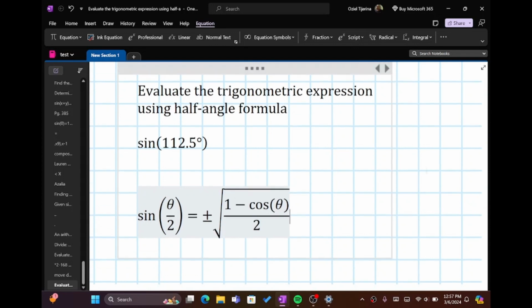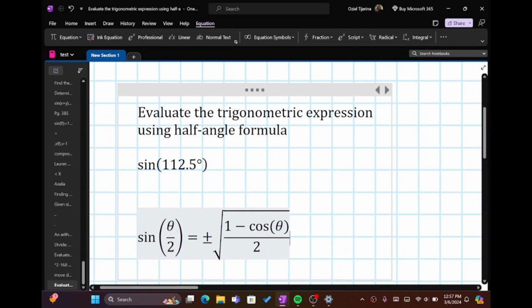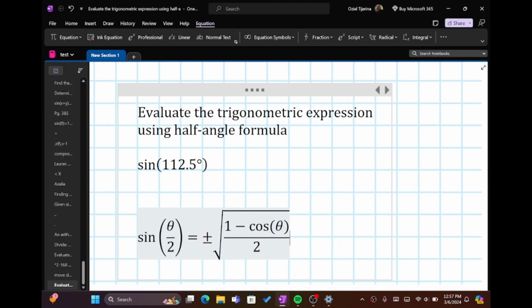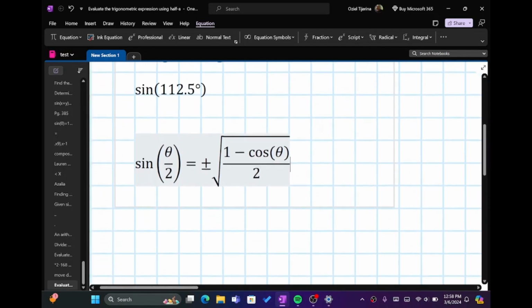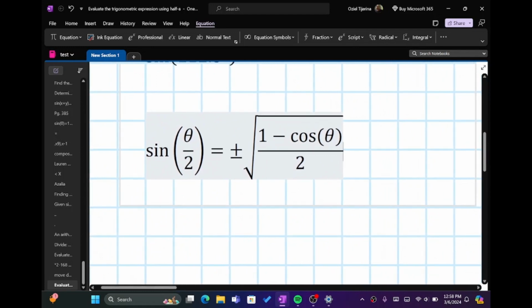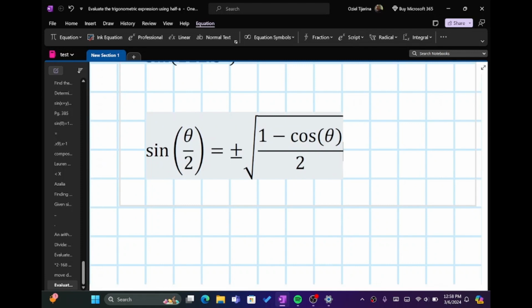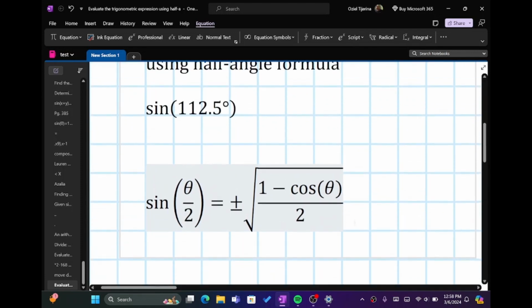Here it says evaluate the trigonometric expression using the half angle formula. And what we have here is the sine of 112.5 degrees. Now, you want to remember that the half angle formula for sine, the sine of theta over 2, is plus or minus the square root of 1 minus cosine of theta all over 2. Here it depends on what quadrant your angle is in.